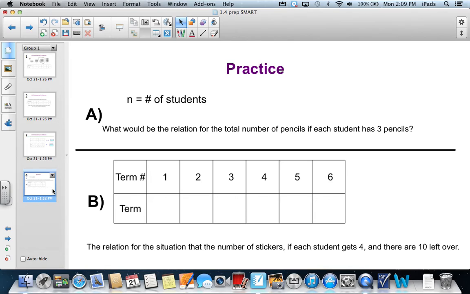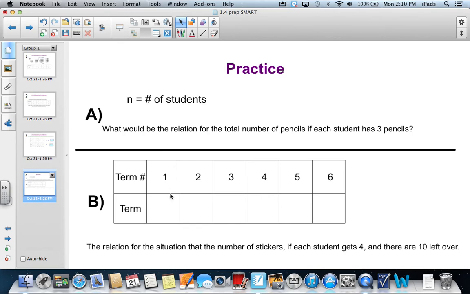What would be the relation for the total number of pencils if each student has 3 and N is equal to the number of students? Once you've written that relation, you go down to B, and you've been given a chart, term numbers 1 to 6. You have to find out the relation for the situation that the number of stickers, if each student gets 4 stickers and there are 10 left over, what would be the relation to go with the term number? Each student gets 4 stickers and there are 10 left over.